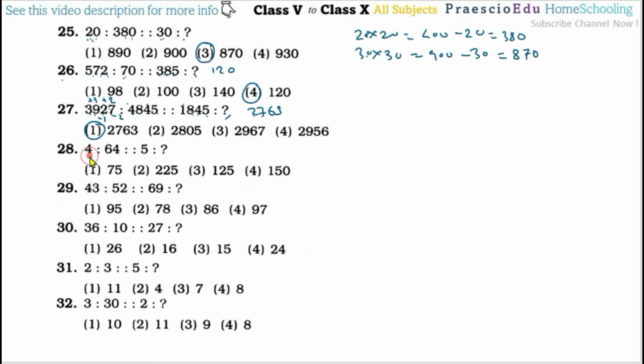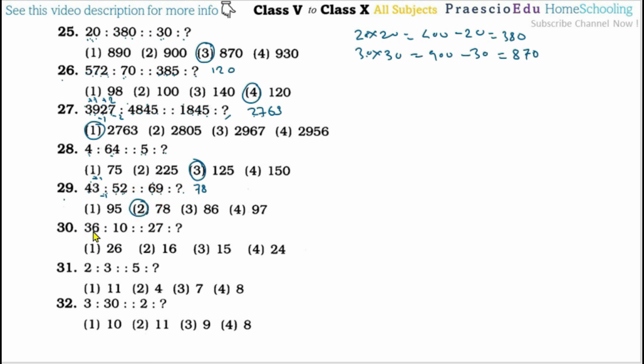Question number 28, 4, 64, then 5, and then question mark. So 4's cube is 64, so 5's cube is 125. Option number 3 is the correct one. Then question number 29, 43, 52, 69, and then question mark. So 4 here 5, so 4 plus 1, then 5 comes. Likewise 3 minus 1, 2 comes, means plus 1 and then minus 1. So here 6 plus 1 is 7 and 9 minus 1 is 8, so 78. So this 78 is given in option number 2.